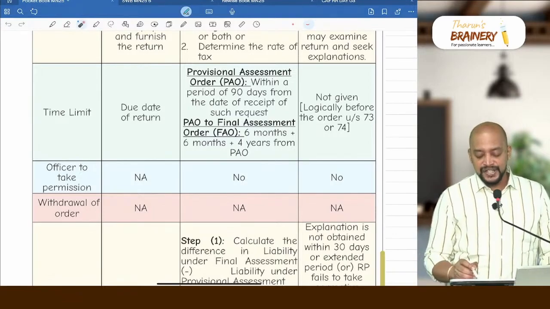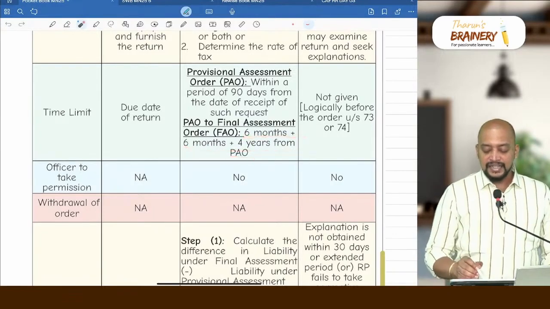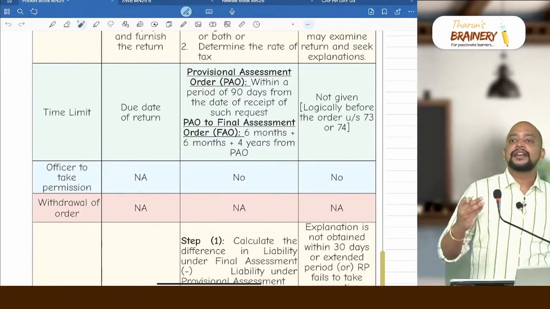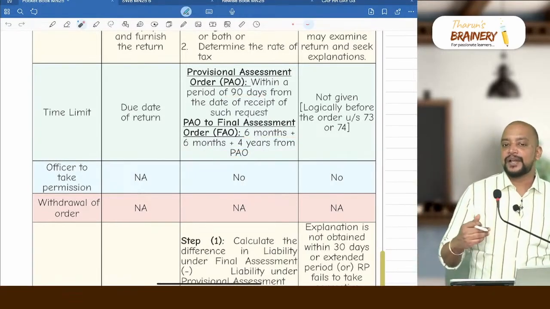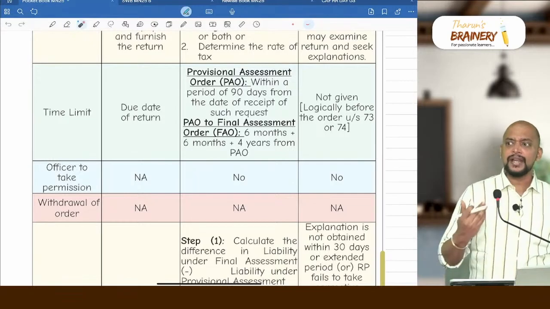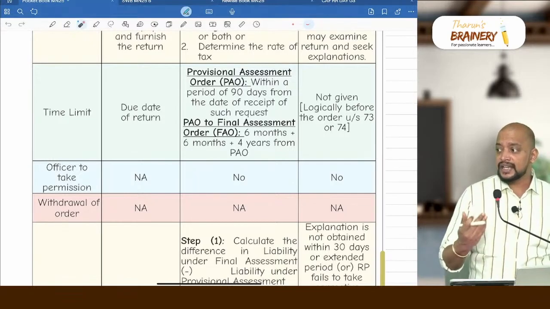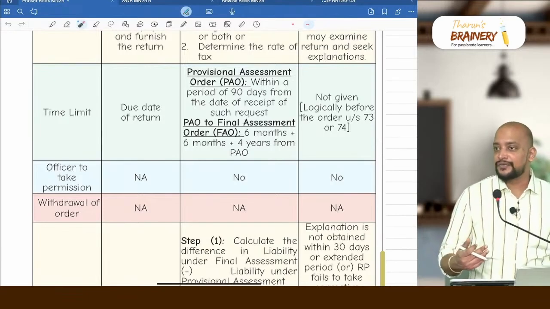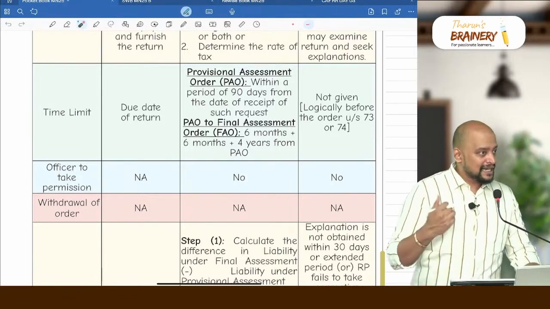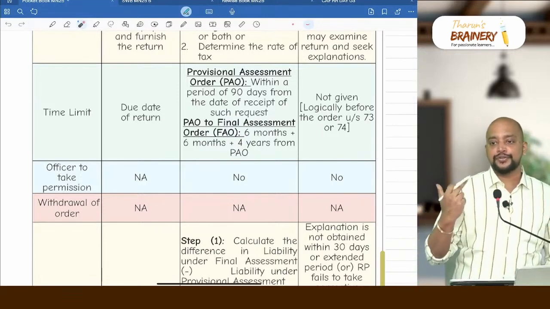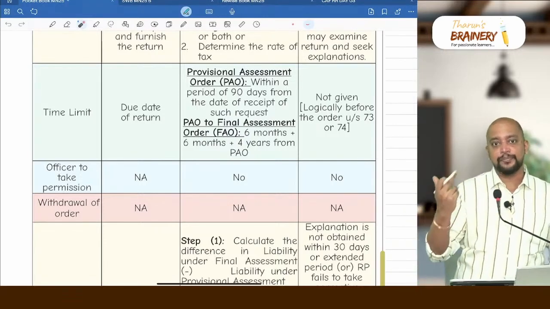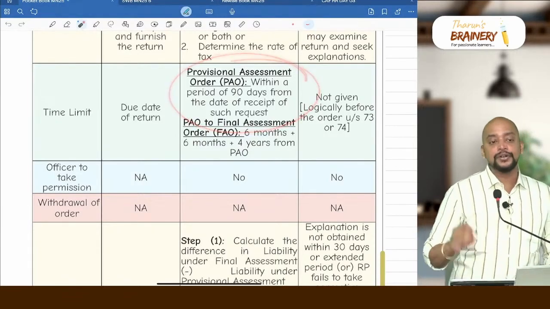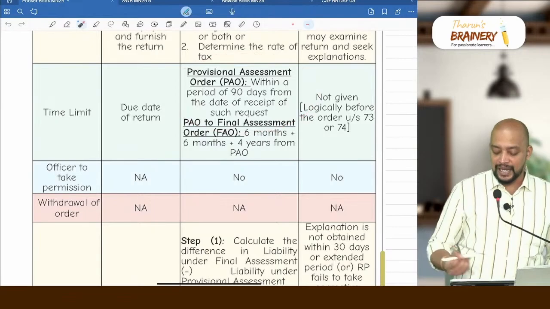That will be 6 months plus 6 months plus 4 years. This 90 days, again, we have come across in 3 places so far. Point number 1, in case of compounding, we need to make an application for compounding, and within 90 days they will give the compounding order. Then again advance ruling also, once we make an application for advance ruling, they will pronounce the ruling within 90 days. Even the appellate authority also pronounces the ruling within 90 days from the date we appeal to the appellate authority for advance ruling. And here again the provisional assessment order also within 90 days from the date we make the application.